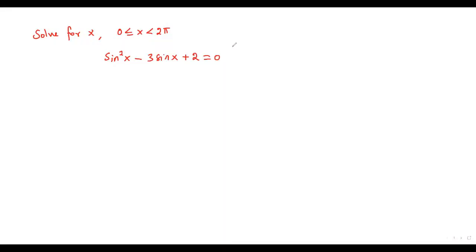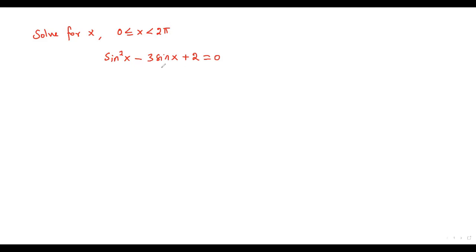Hi, here we have a trigonometric equation. So that is, we have to solve for x. When I look at the equation over here, x is an angle measure, and when I solve for x in this equation, its value can be 0 or greater than 0, but the value of x has to be less than 2 pi.